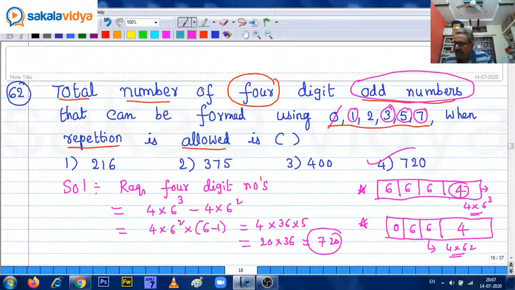Right, 4 into 6 into 6 minus 4 into 6 into 6. Okay, option 4. Everybody is correct. Wonderful.